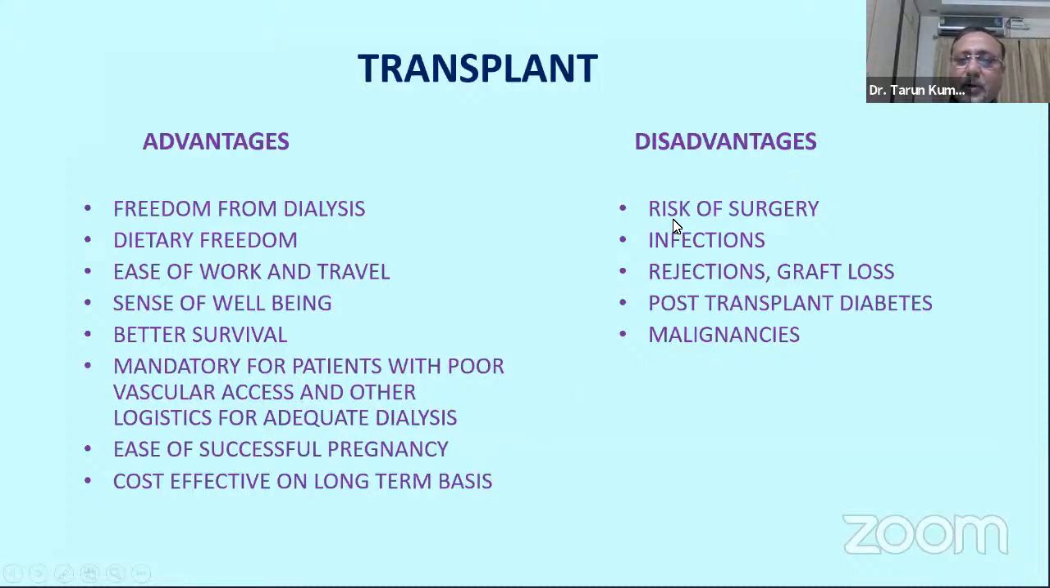But there are a few disadvantages of transplantation, such as the risk of surgery, particularly in the first few weeks, infections, rejections, and post-transplant diabetes, because the immunosuppressive drugs we use to prevent rejection can create diabetes. In the future, the immunosuppressive drugs can also predispose the patient to the formation of cancers. In medical terms, we call it malignancies. So there is more chance of cancer in the long term, and of course, a little more risk of developing diabetes after transplantation in those who are not already diabetic.